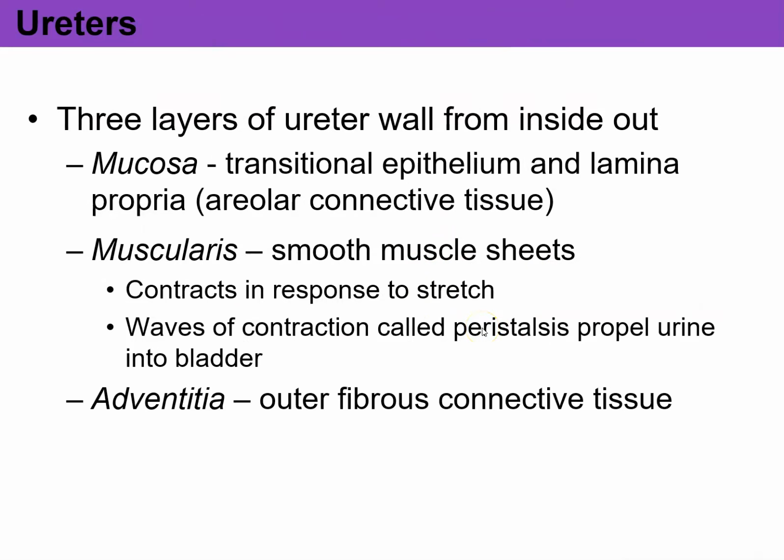The ureters have, again, some smooth muscle in the wall. They can undergo peristalsis, a movement of fluid from the kidneys down into the bladder. If the bladder starts building up pressure, the ureters can force the urine down into the bladder through a wave of contraction called peristalsis. The mucosa just refers to the epithelium, right? It's a transitional epithelium, and under that is some areolar connective tissue. That's the mucosa.